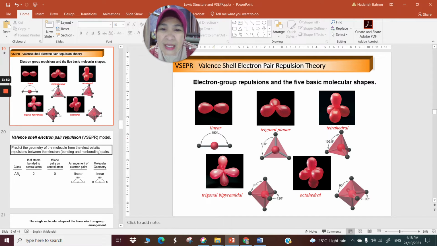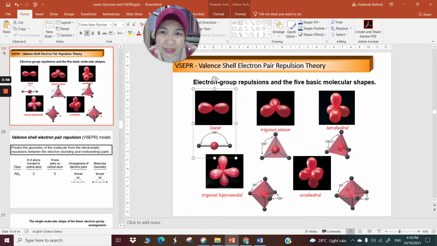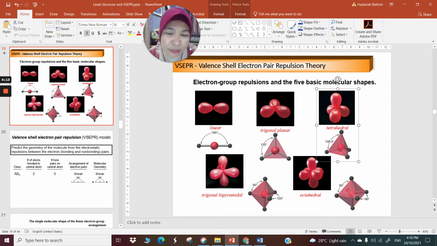So remember, a linear molecule will have a bond angle of 120. A trigonal planar will have 3 bond angles of 120. Or did I say 120 here? It's 180. Trigonal planar 120, tetrahedral 109.5, and the fourth basic molecular shape is what we call trigonal bipyramidal.